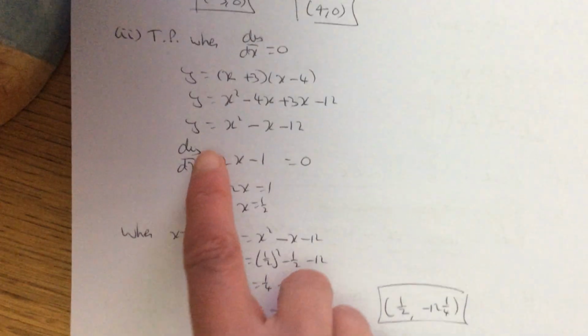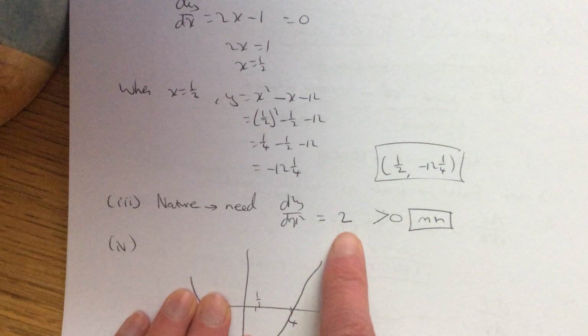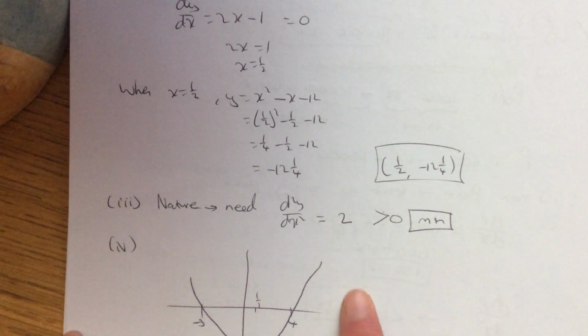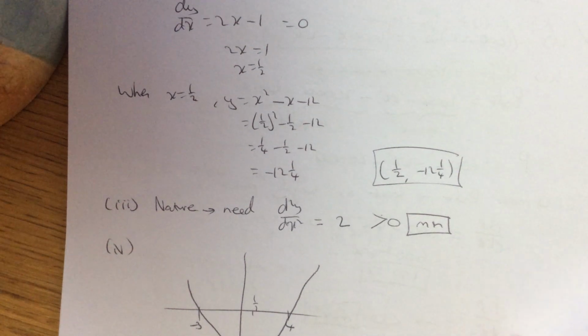So differentiate it again. There's my first differential, second differential. Bigger than 0, so it's minimum. And then join the dots. See, the big quadratic is much, much simpler than the cubics. Cubics are very long. Okay.